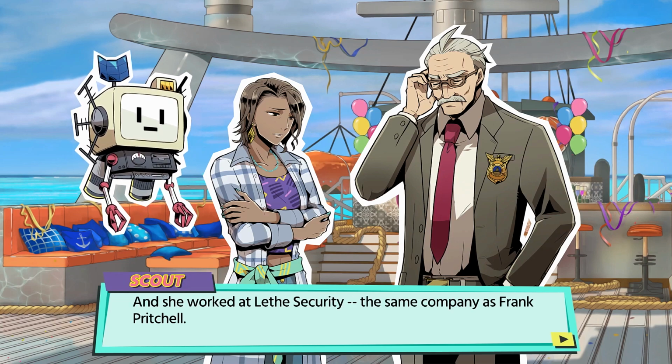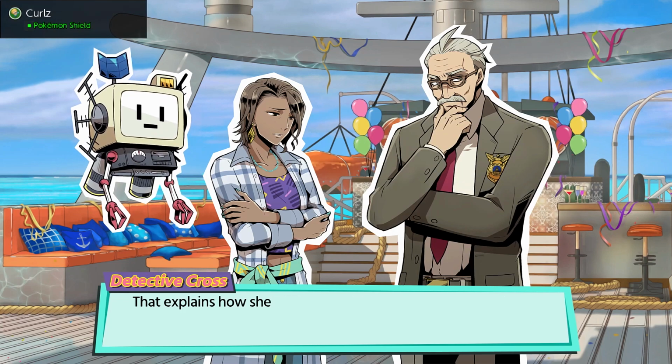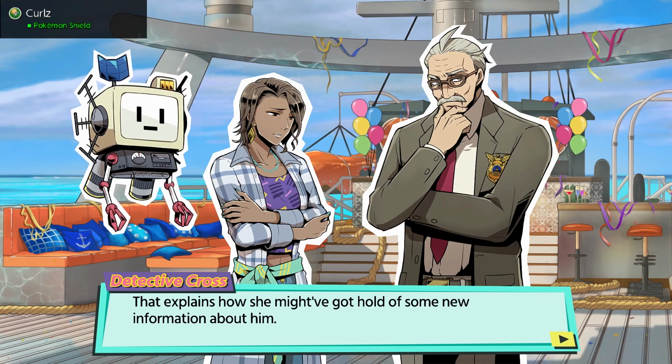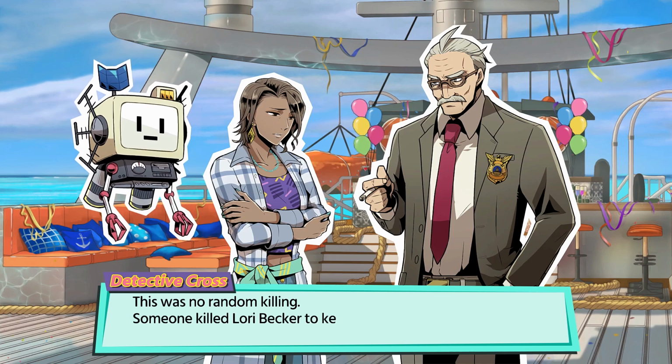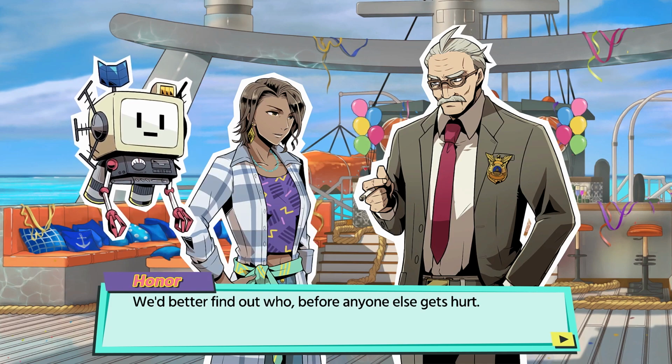And she worked at Lethe Security, the same company as Frank Pritchell. That explains how she might have got hold of some new information about him. Except now we'll never know what it was. This was no random killing. Someone killed Lori Becker to keep her quiet. We better find out who before anyone else gets hurt.